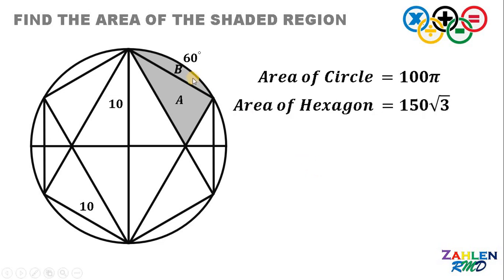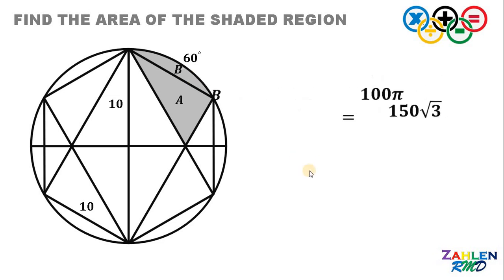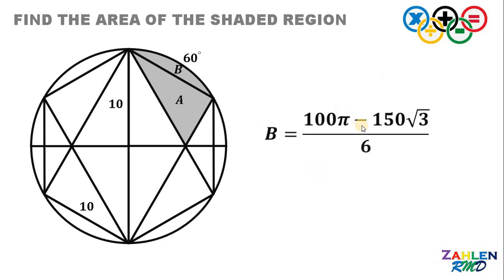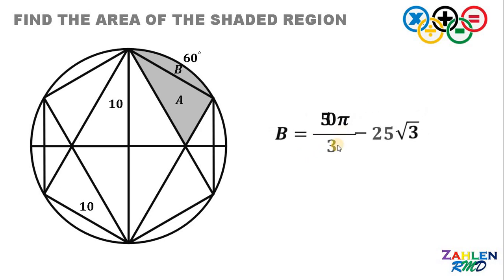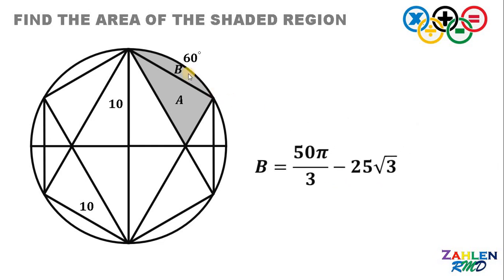Thus, the area of this region B must be equivalent to the area of the circle minus the area of the regular hexagon divided by 6. Now, if we simplify this area, we get 50 pi over 3 minus 25 times square root of 3 square units. So this is the area of this region B.